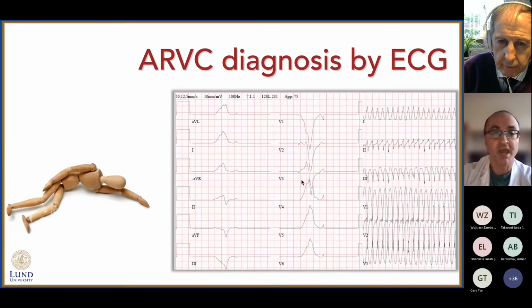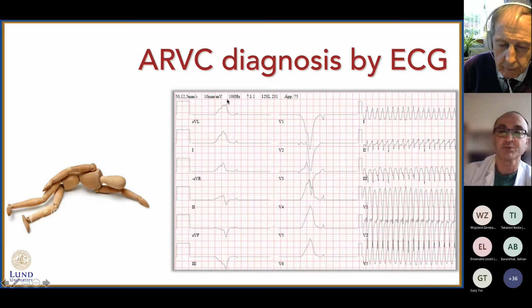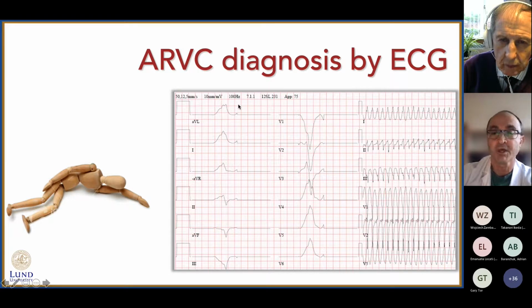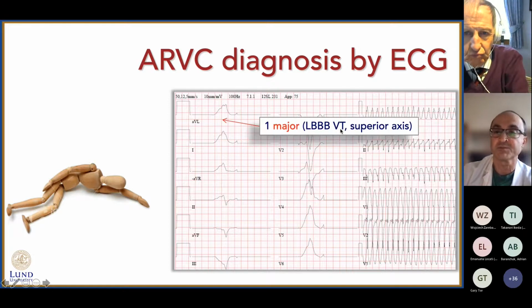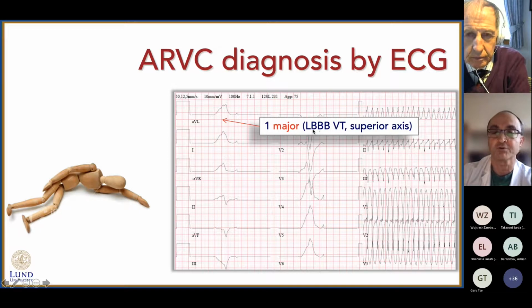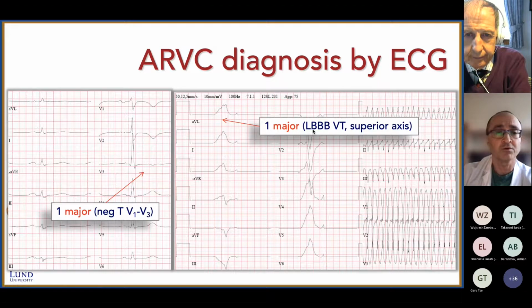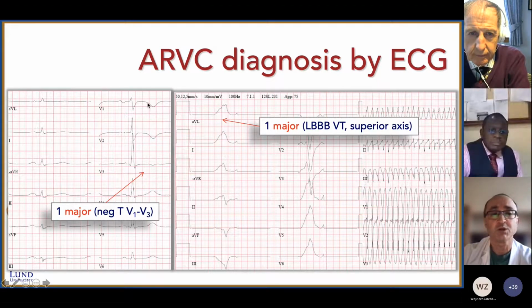In some cases, you may actually reach the diagnostic threshold for ARVC by only looking at the ECG. For example, if we see a patient who comes with ventricular tachycardia with left bundle branch morphology and electrical axis pointing upward, already that gives you one major point, as it is very specific for ARVC: ventricular tachycardia coming from the right ventricle with the superior axis. If you, in addition to that, observe T-wave inversion in precordial leads reaching V3, then you get one major point.